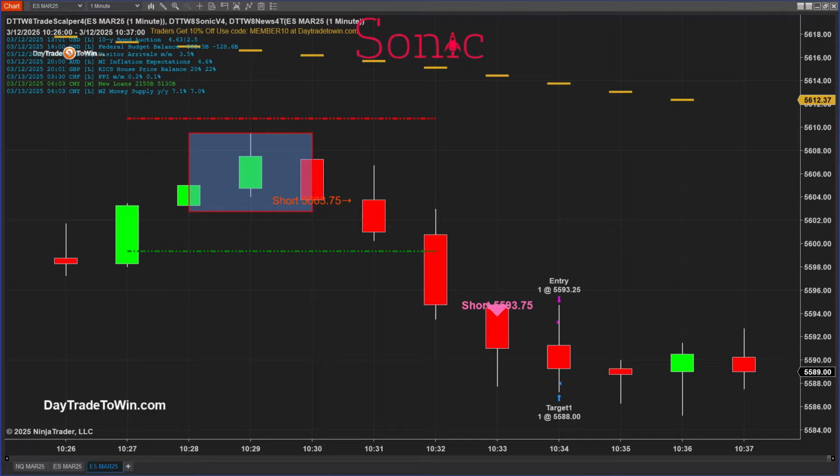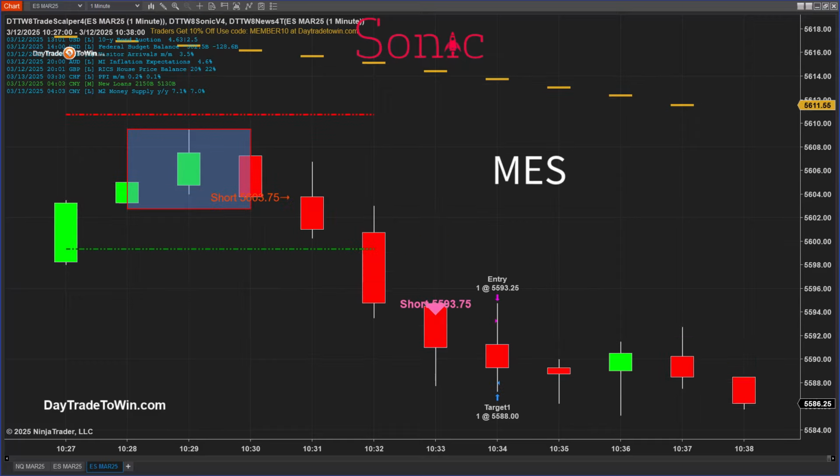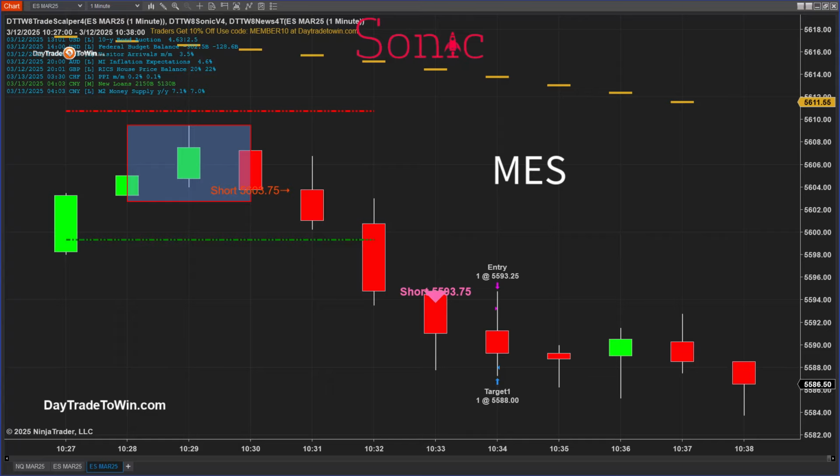So what are the contract specifications for the micro? Well, the contract is MES for the E-mini S&P, and for the NASDAQ, it's MNQ. So if you're looking for those micro contracts, MES for the E-mini, MNQ for the NASDAQ.